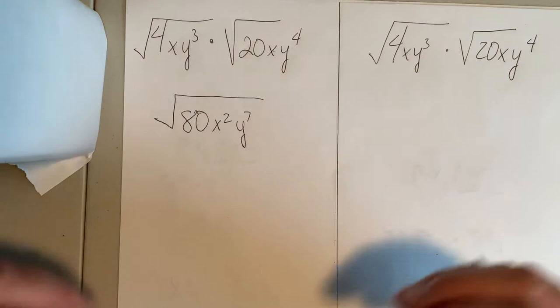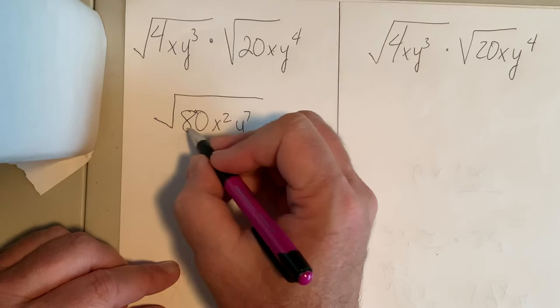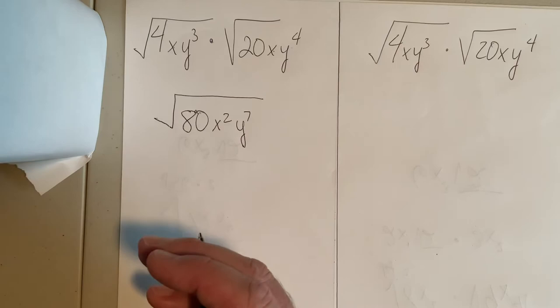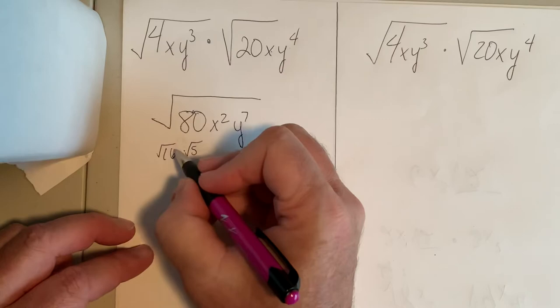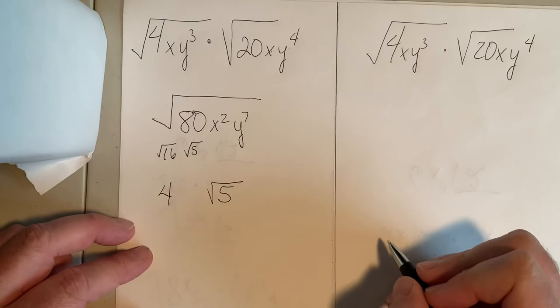What can we multiply together to get us 80? And remember, one of the numbers has to be a perfect square, okay? One of them has to be a perfect square. What I came up with, 16 times 5, which is really radical 16 times really radical 5. Well, radical 16 simply is 4. So the numbers part of this becomes 4 radical 5.